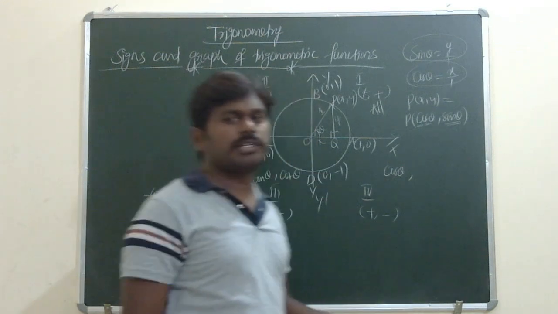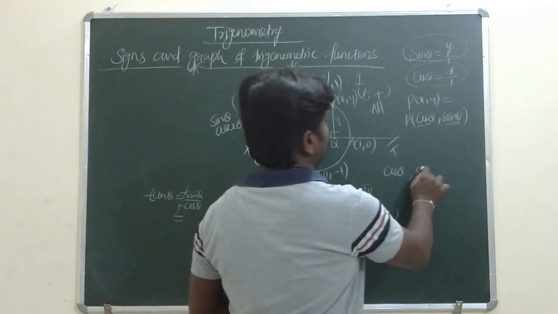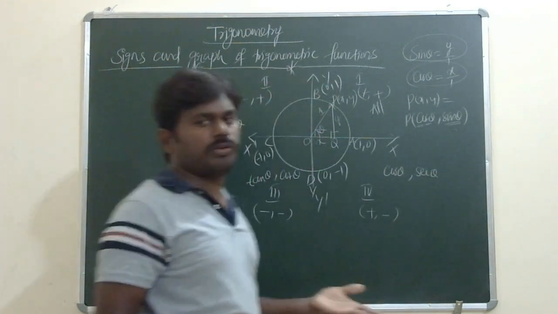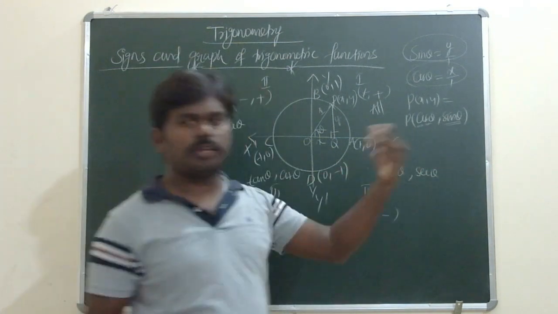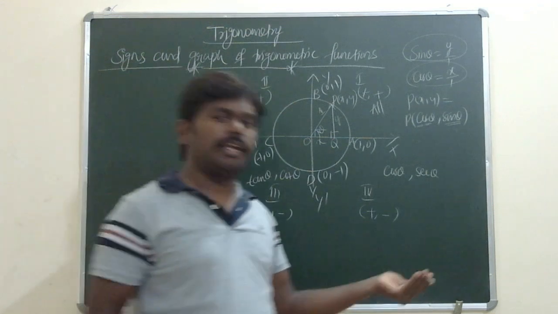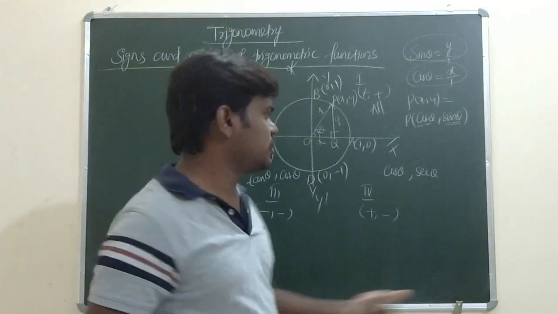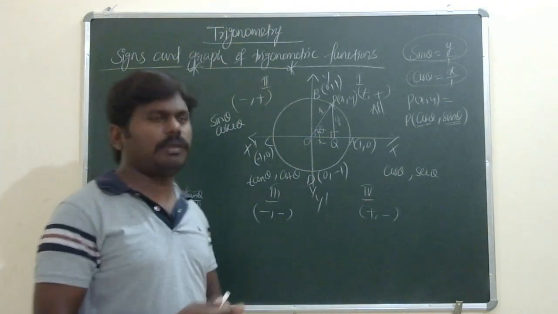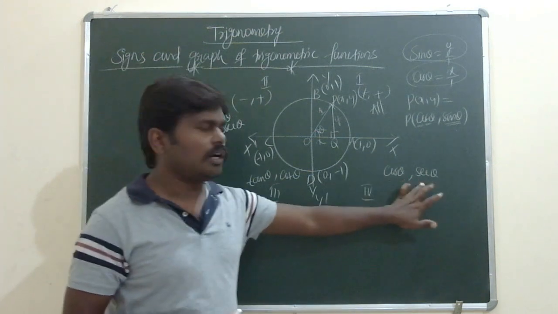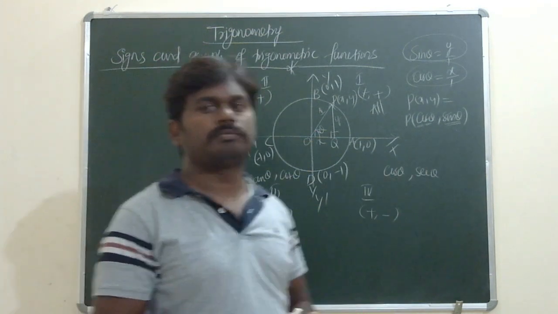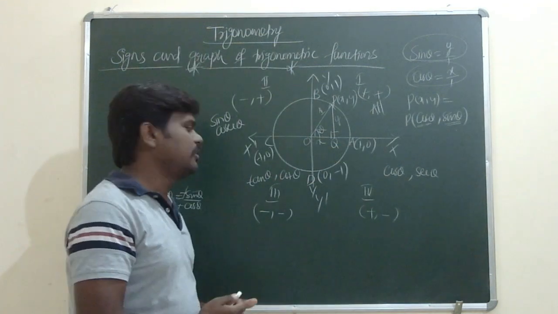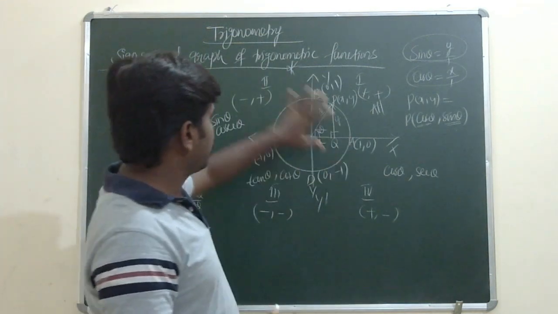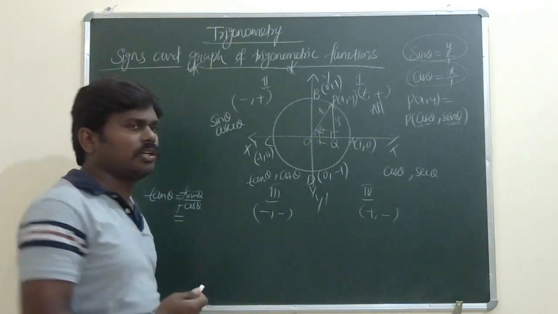And its reciprocal is also positive, that is secant theta. None of the remaining trigonometric ratios are positive, because here the y coordinate, which means sine, is negative, so its reciprocal cosecant is negative, and tan and cot are also negative, because the remaining trigonometric ratios are based on sine. So sine is negative means all the remaining ones which depend on sine are negative. This is about the sign of the trigonometric ratios.